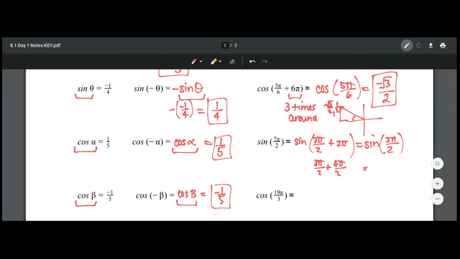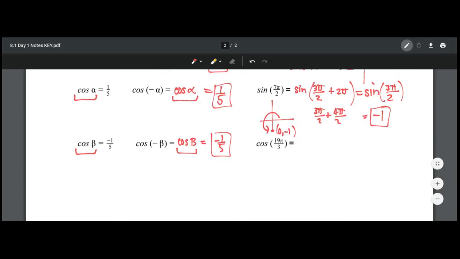And 3 pi over 2 is like a 270-degree angle, going around past 3 quadrants. And so that has an ordered pair of 0, comma, negative 1. And so we are looking for the y-coordinate, which would be negative 1.